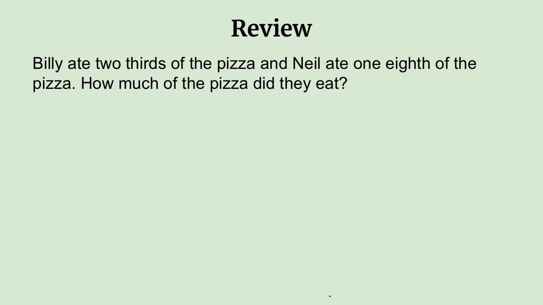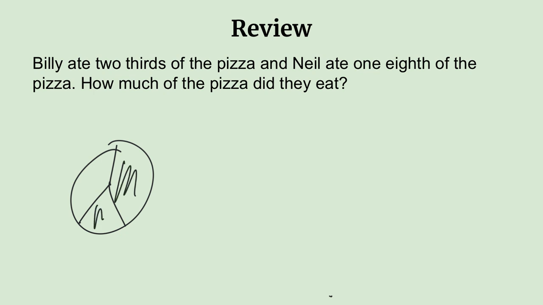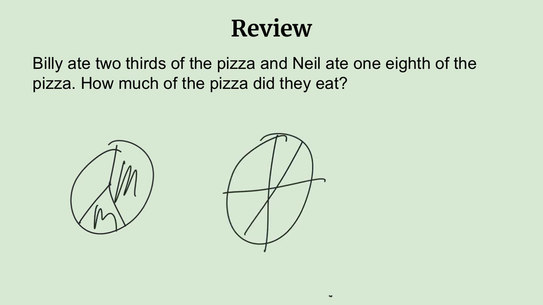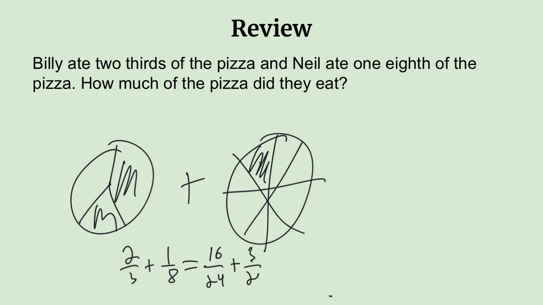Billy ate 2/3 of a pizza. Neil ate 1/8. That's a little harder. How much did they eat in total? So you would just do 2/3 plus 1/8 here. That would be 16/24 plus 3/24 equals 19/24.